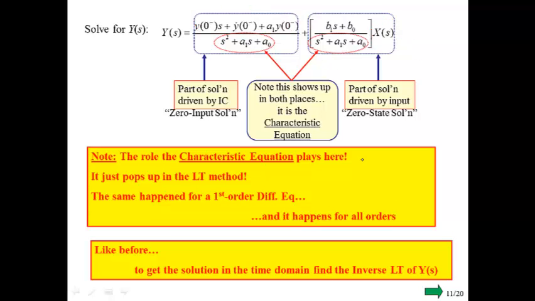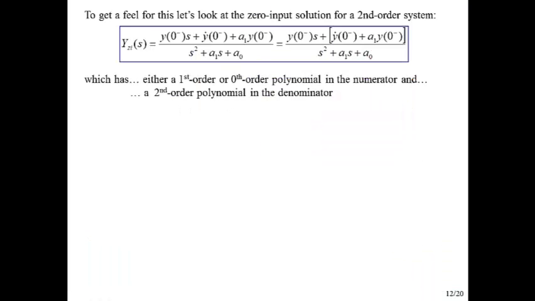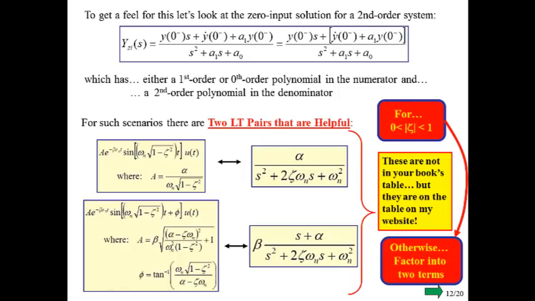So like before, we need to transform this back into the time domain if we want to see how this thing is going to behave. So to get a feel for this, let's just look at the zero input solution. So just this part, just to get a feeling for this. I've just grouped it. We have an s term and we have a constant term. So we would have to do some sort of analysis of this to determine how to get it from our table.